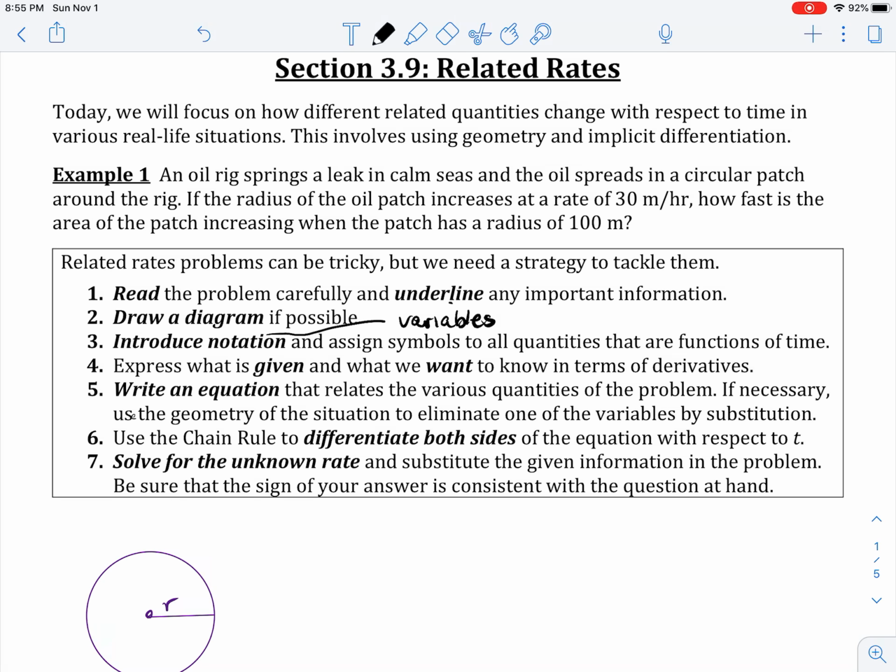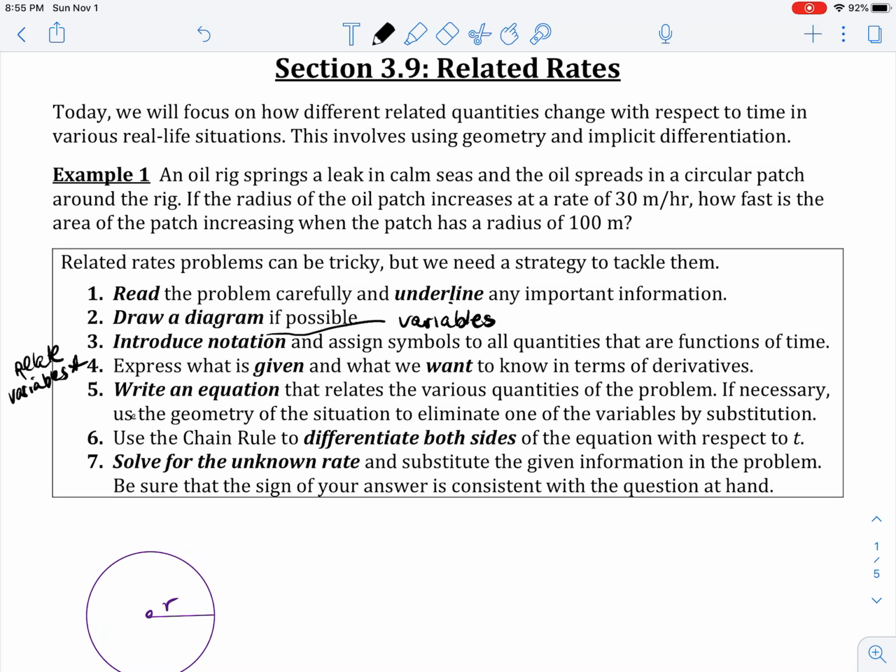Step 4, express what is given and what we want to know in terms of the derivatives. Write an equation that relates the various quantities. So this is the point where you want to relate the variables that you're given. So you want to look at the shape that you're given and see how you can relate the variables in the equation. It says write an equation that relates those various quantities of the problem.